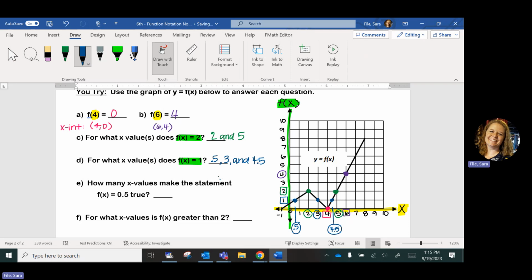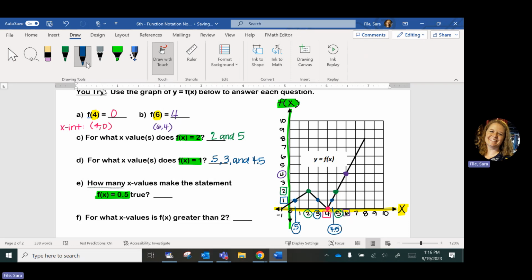Now, E is asking a different question. It is not asking for the specific X values. It is simply asking for how many X values make this statement true. So how many different places is this true? F of X equals 0.5. So it's the same process. We just don't have to give the specific answers. We just have to say how many there are.